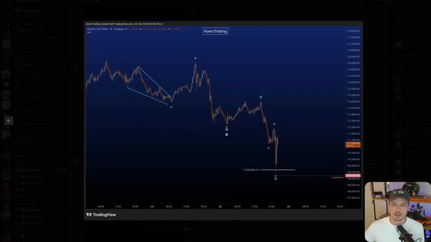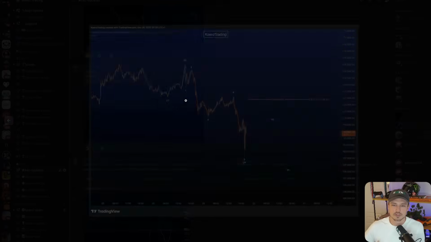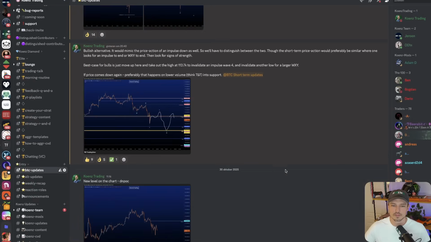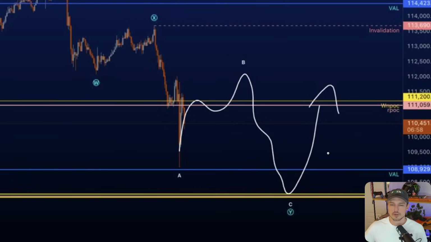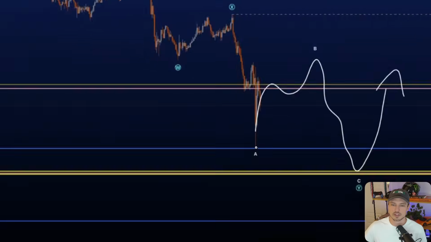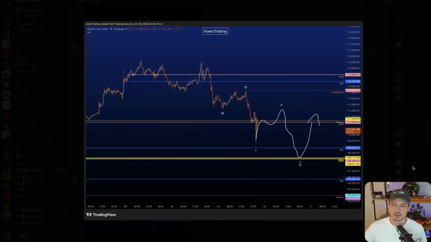Then I already had my ideas here. Maybe there's a finished WXY. Maybe we still get a 4-5. And then this was the last photo of yesterday. A WXY unfinished to move down again, because this low was on the highest volume. So it would be nice to make another low on lower volume into 108K support.